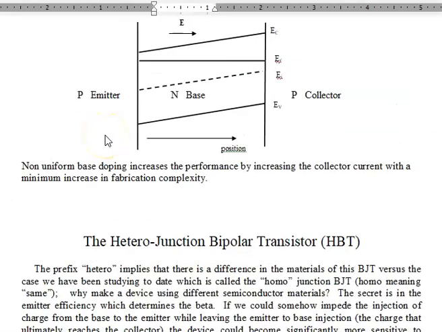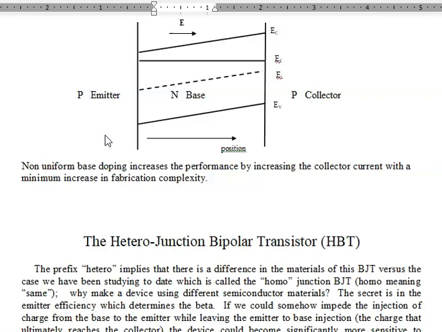Okay, the last topic that we're going to be looking at today is the HBT, or the heterojunction bipolar junction transistor, as compared to what we've been studying until now, which is the homojunction bipolar junction transistor. Hetero means different, homo means the same. So what we're going to do here is we're going to create a structure which has different materials, specifically different materials in the emitter than we have in the base.